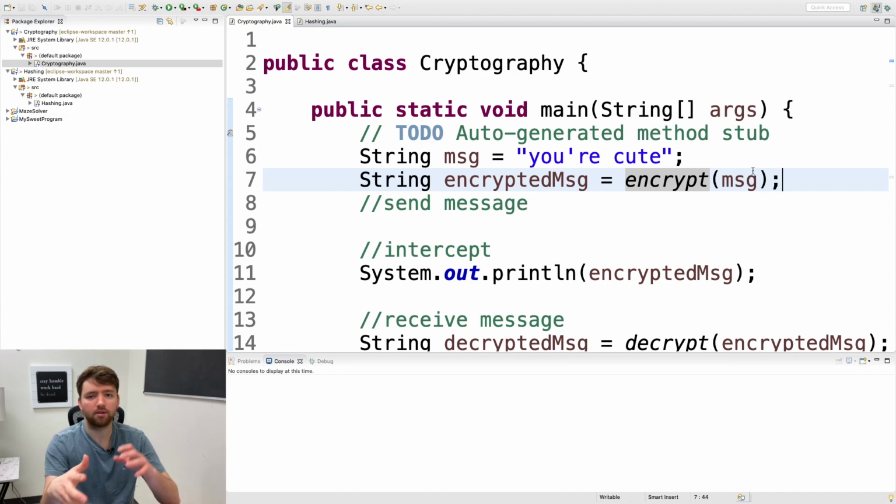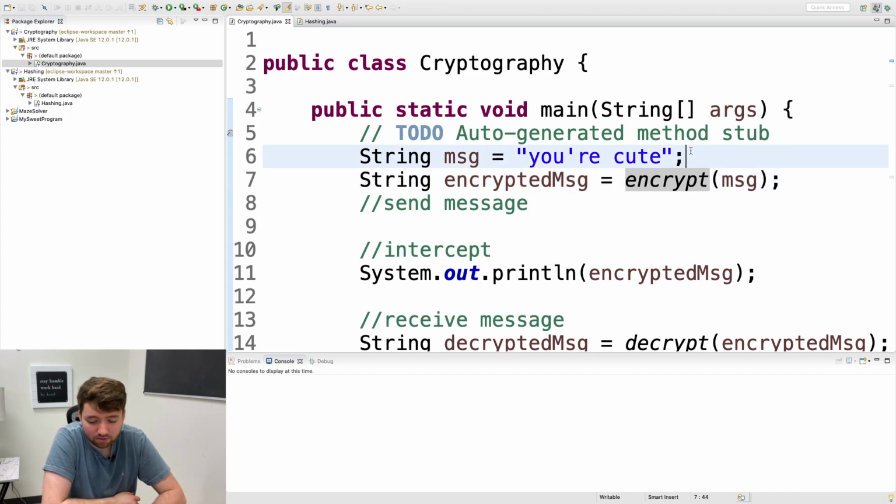Let's say there's this girl you have a crush on in class or something, and you're trying to talk with her, but you're trying to keep it super secret. So if you get caught and you have to go up to the front of class and read it, no one's going to know what you're talking about. All right, so you write this message and you say you're cute.